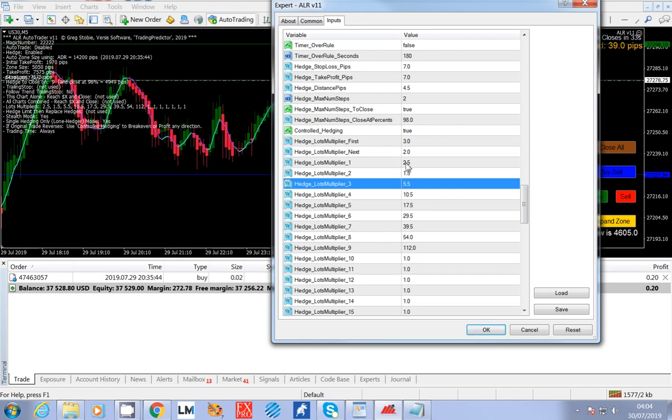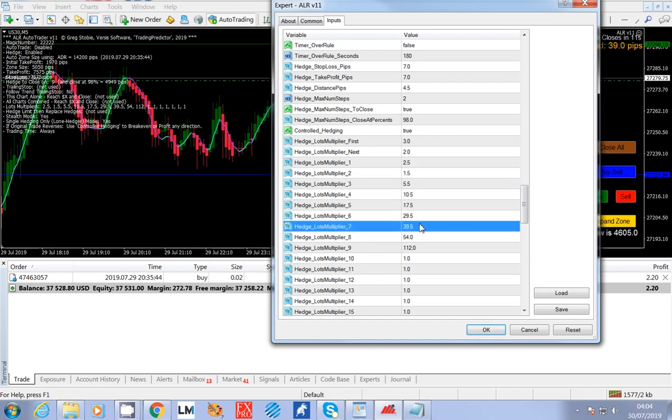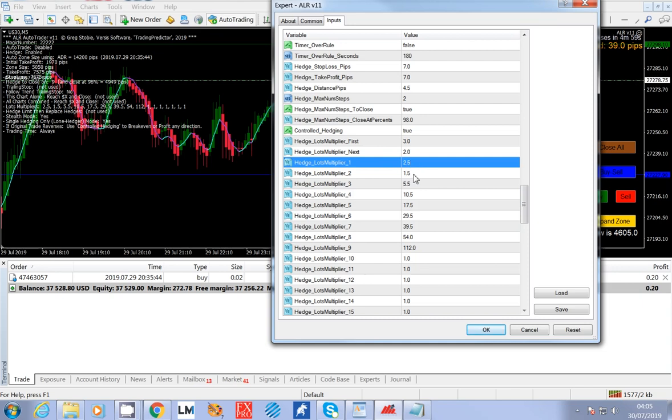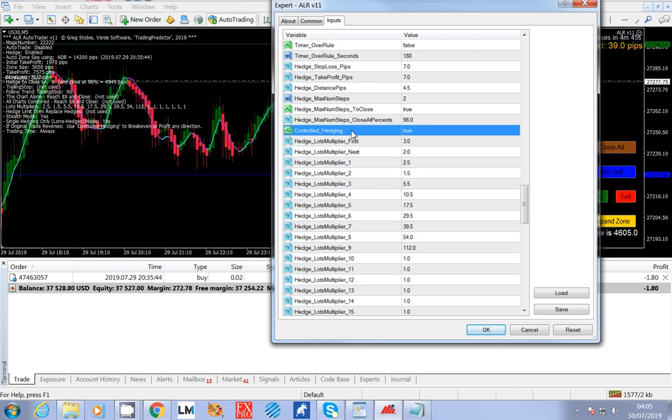These numbers are all being carefully calculated to ensure that it covers the closing of the previous hedge and makes you profit as well, no matter what hedge it closes out on. So don't change them. If you do, you can, and experiment with them, but thousands of hours of work have gone into making these the perfect numbers to ensure you get good profit and cover the losses of the previous closed hedges. So that's what these numbers do, and that's what controlled hedging does.